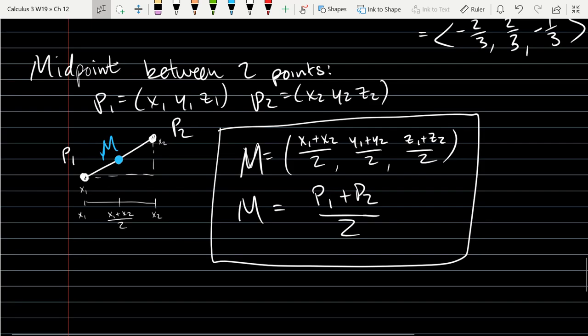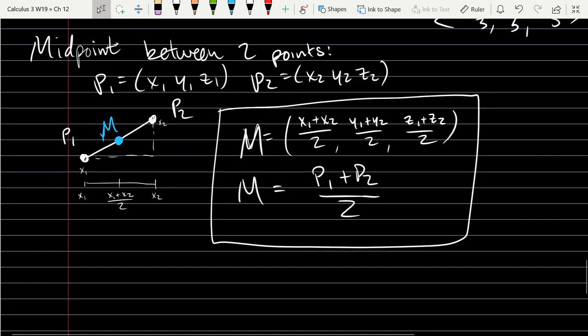So a lot of these are too simple to do example problems on, so I'm just skipping over the example problems. So now we're going to do a couple word problems.